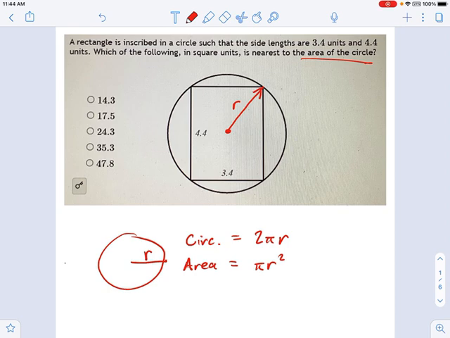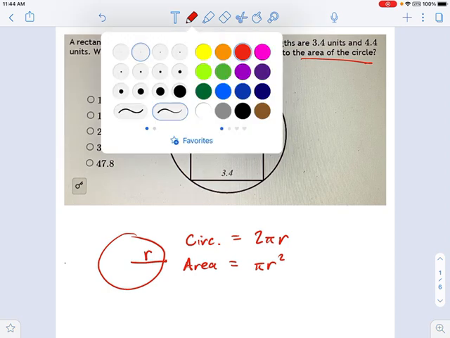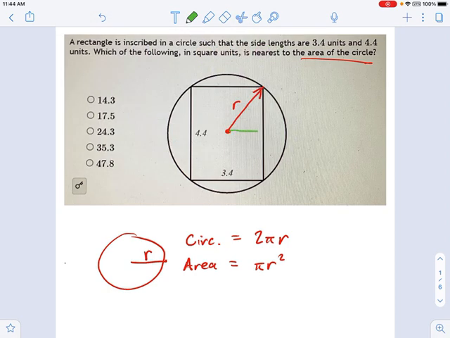And if you imagine drawing some sides here like that and like this, take a look at what we've got. This is a right triangle. And we know how to solve those things using the Pythagorean theorem. So let's just put a and b over here. And according to the Pythagorean theorem, a squared plus b squared equals r squared.